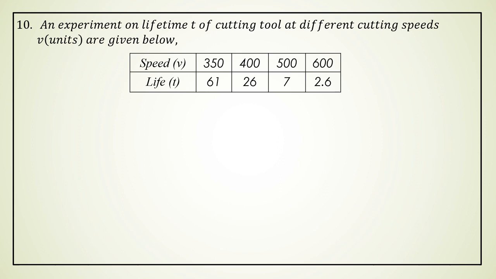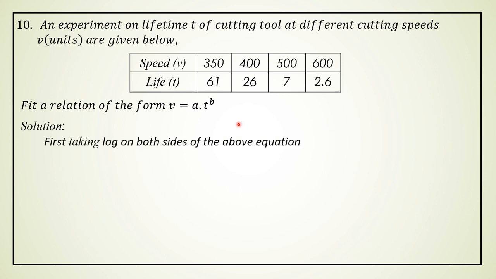Next problem. An experiment on the lifetime T of a cutting tool at different cutting speeds V is given below. They have given you 4 data points of lifetime T, and they are expecting you to fit a relation of the form V is equal to A into T to the power B. So let us fit a relation over here.